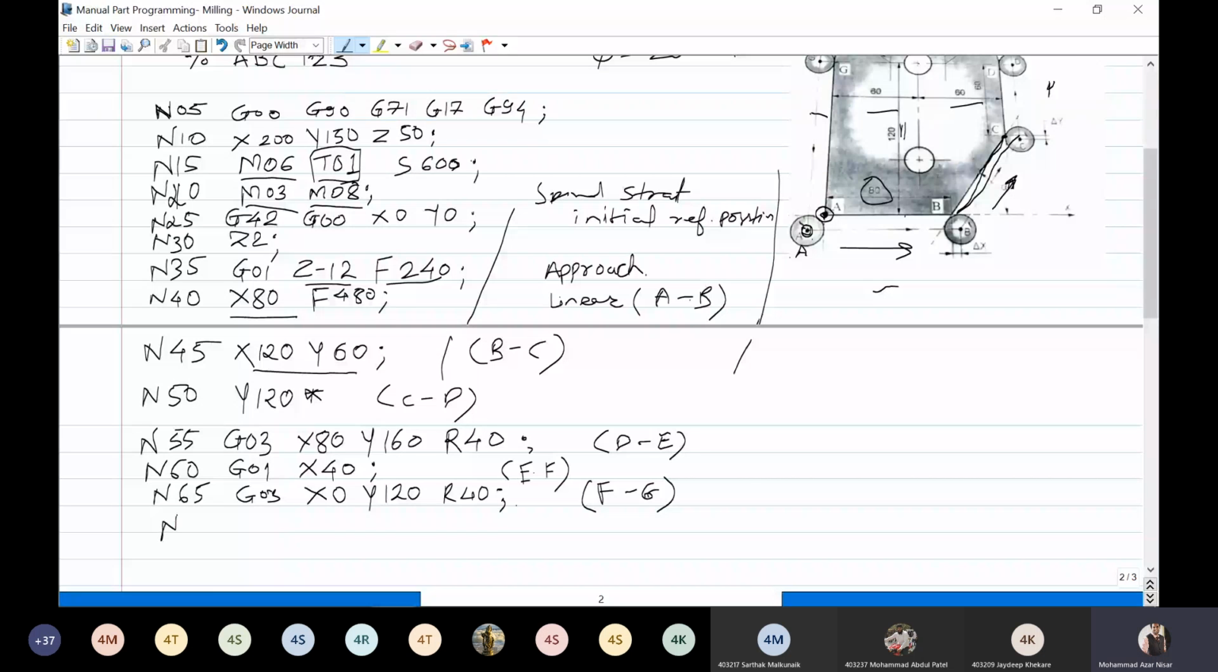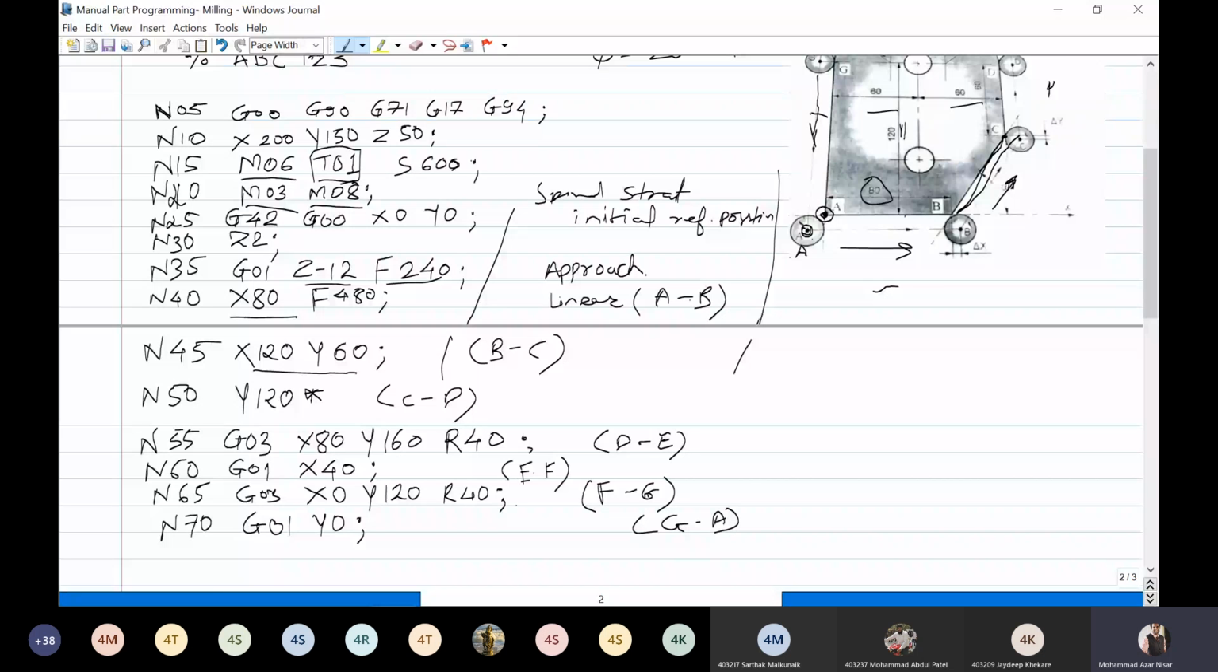Then N70. Again there is a linear interpolation, and the distance is from G to A. Now the cutter should move from G to A. X remains 0, and Y also becomes 0. So you don't need to write X again. G01 Y0. End of block. Now the cutter will move from G to A.